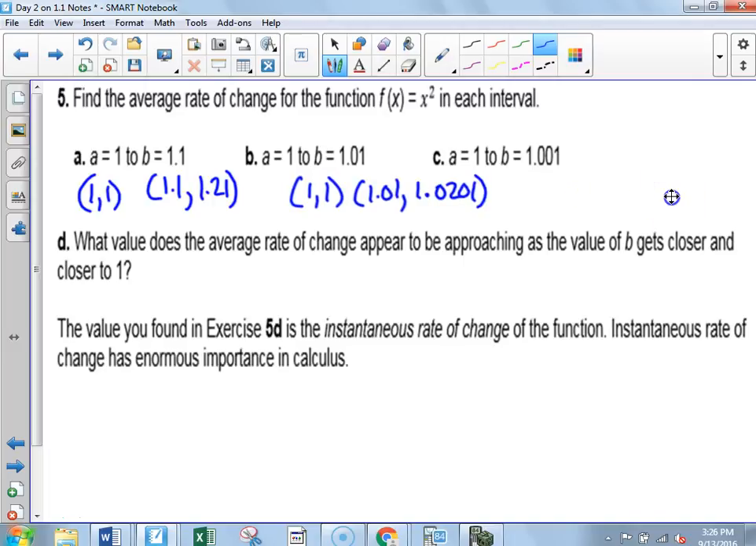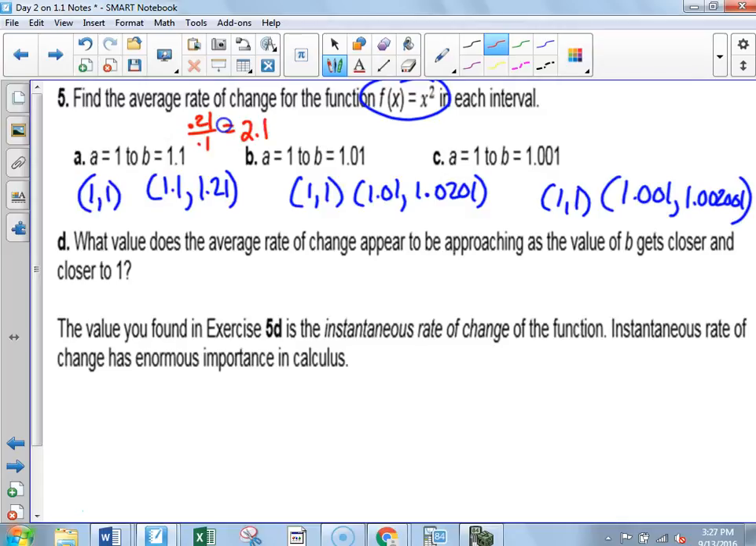Okay. Part C, I put in a 1, I get out a 1, because it said squared up here. 1.001 squared becomes 1.002001. Okay. Now we have to find the slopes. I vote we just let someone subtract on the calculator for us. 1.21 minus 1 would be 0.21. 1.1 minus 1 would be 0.1, which gives 2.1.